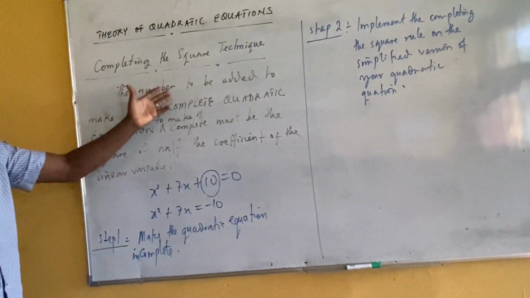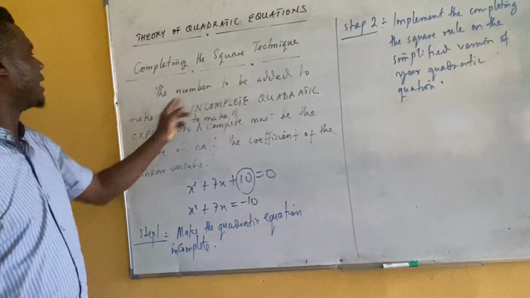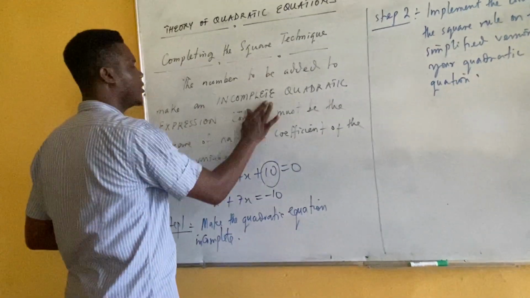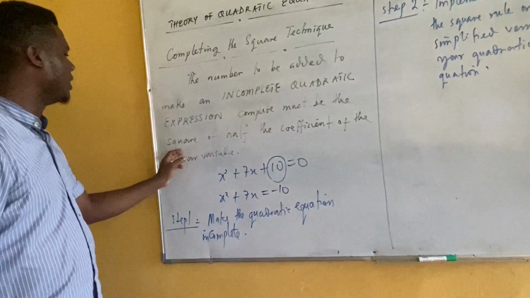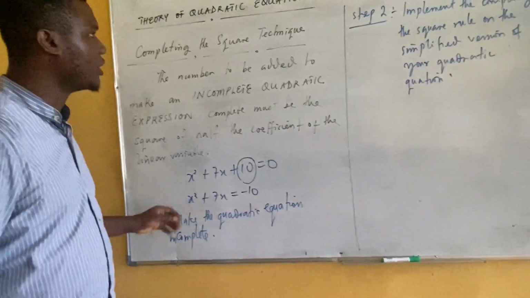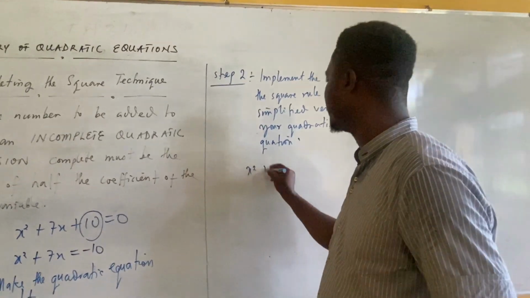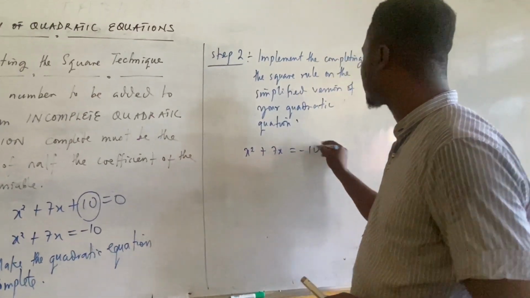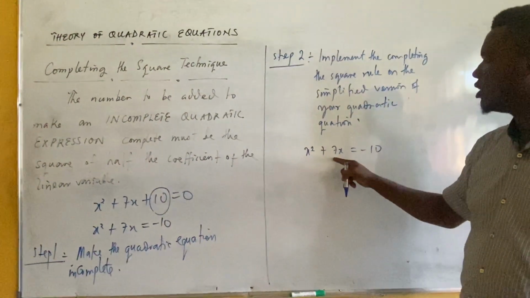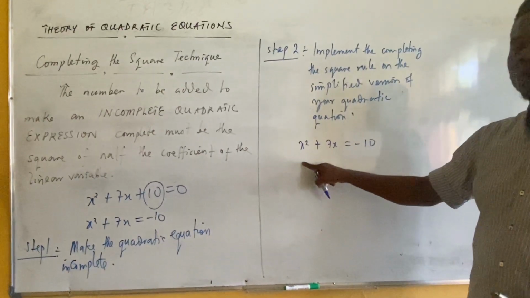It says that the number to be added to make an incomplete quadratic expression complete must be the square of half the coefficient of the linear variable. So once we've done that, we will come over to step 2. Now in step 2, we now have x squared plus 7x equals minus 10. Now, according to the rule of completing the square, I have to take the coefficient of x, the linear variable. x is the linear variable, x squared is the quadratic variable.